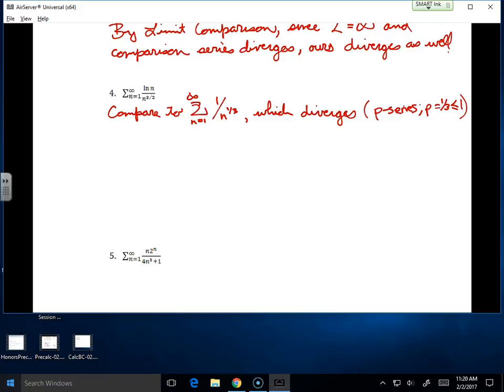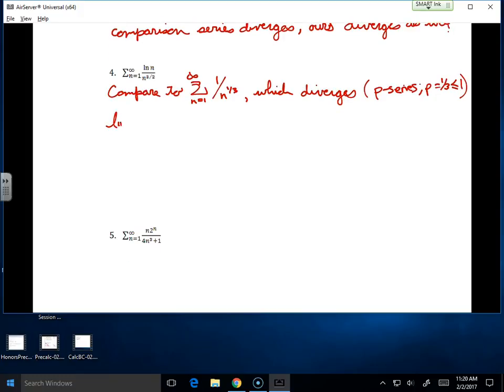Then what do you guys get for your limit? Infinity. She means like I just said: ln n over n to the 3 halves times cube root n. You notice we're just multiplying by the reciprocal to save effort. Wait, did I mess up? I did, with the cube root.